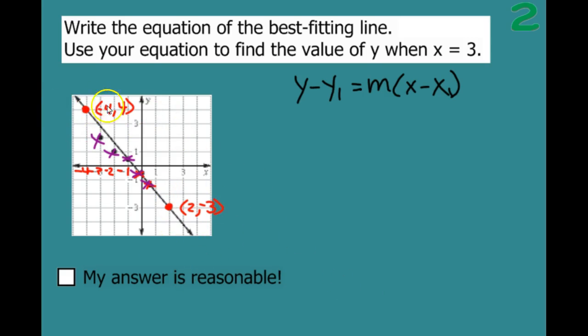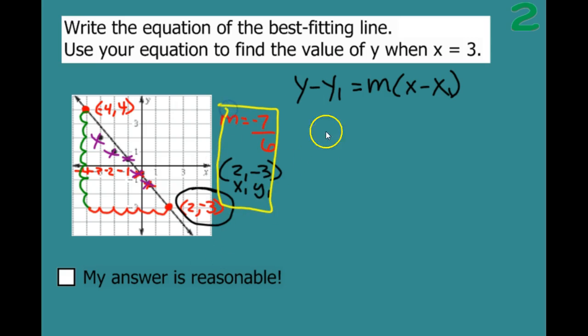So I'm going to find my slope between these 2 points, rise over run. If you want to go down and right or up and left, it doesn't matter. I'm going to go up and down first. -1, -2, -3, -4, -5, -6, -7. And we're going to go over 1, 2, 3, 4, 5, 6. So there's my slope. And now I need to decide which point I want to use. It doesn't matter. I'm going to just use this one because they're smaller numbers. So I'm going to use the point 2, -3 for my x1 and my y1.